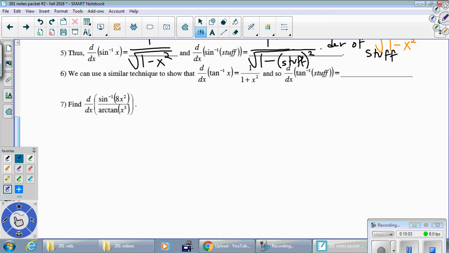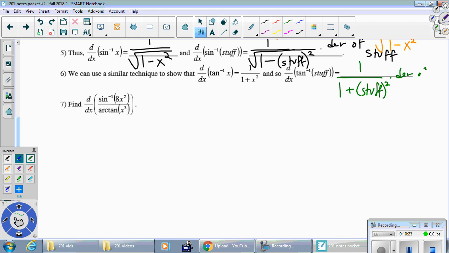Okay, you can use a similar technique. We're not going to do it out, but you can show that the derivative of inverse tan of x is 1 over 1 plus x squared. We did see that informally a few classes back. And therefore, the derivative of inverse tan of stuff is 1 over 1 plus the stuff squared, and then times the derivative of the stuff.